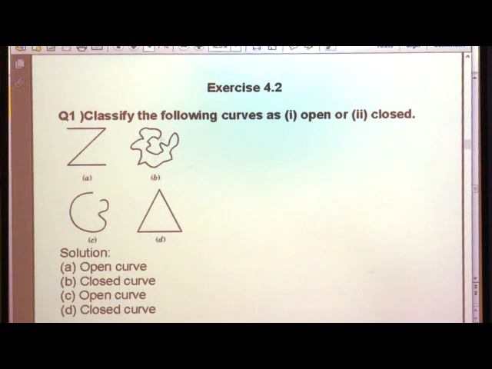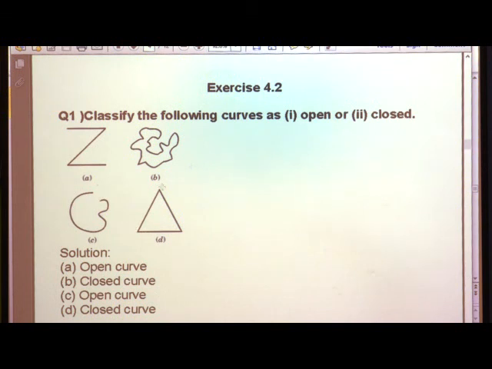Now, next one, it is again a curve. Which type of curve is it? Yes, it is a closed curve. It has a closed boundary. So, it is called a closed curve. Next one, this is also a curve which is open towards one end. So, it is an open curve.